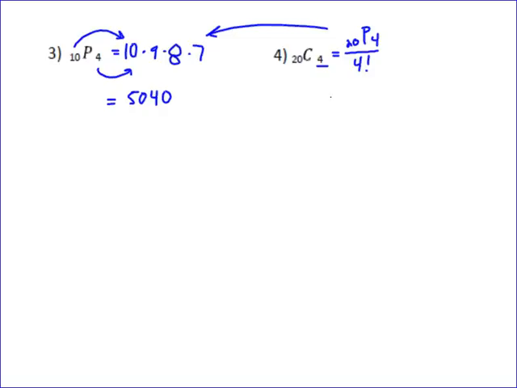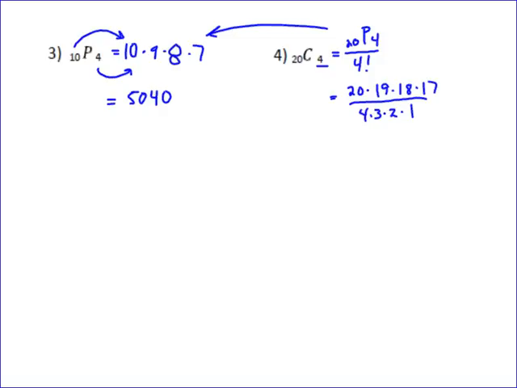So 20 permute 4 is going to be 20 times 19 times 18 times 17. 20 is where you started, and you multiply 4 numbers together. And then over 4 factorial is 4 times 3 times 2 times 1.